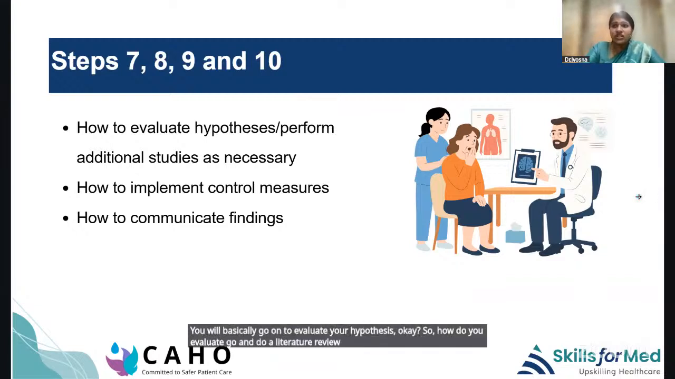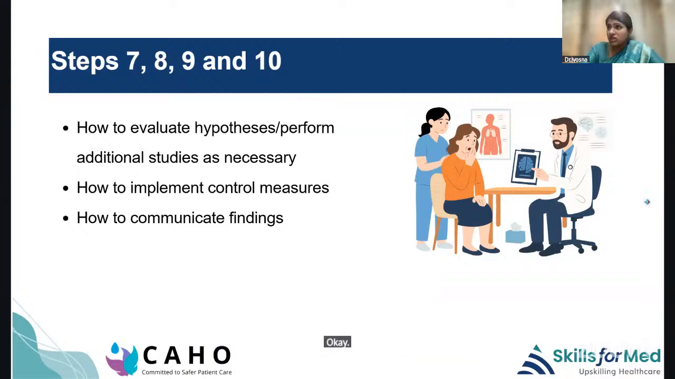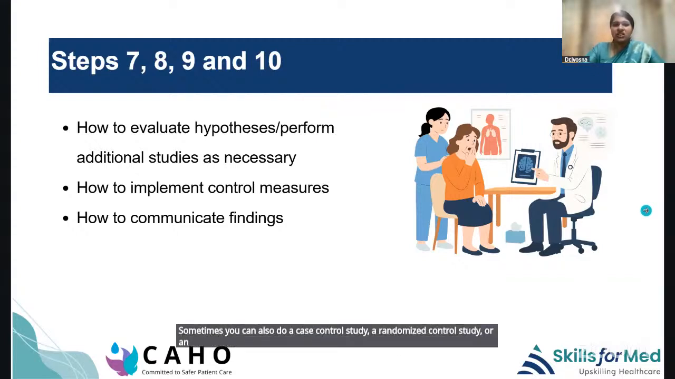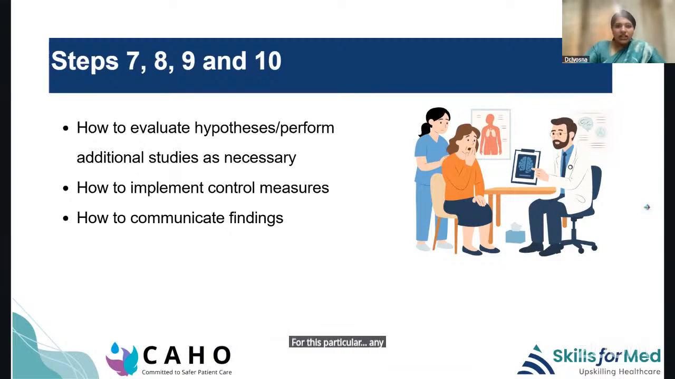Go and search whether these kinds of cases have actually happened, and what the pattern of that particular disease was. Sometimes you can also do a case control study, a randomized control study, or an observational study. You can publish your findings as a case report. That is how you evaluate and perform additional studies for any outbreak. Then you implement control measures. So what control measures will you implement in this case of Burkholderia?